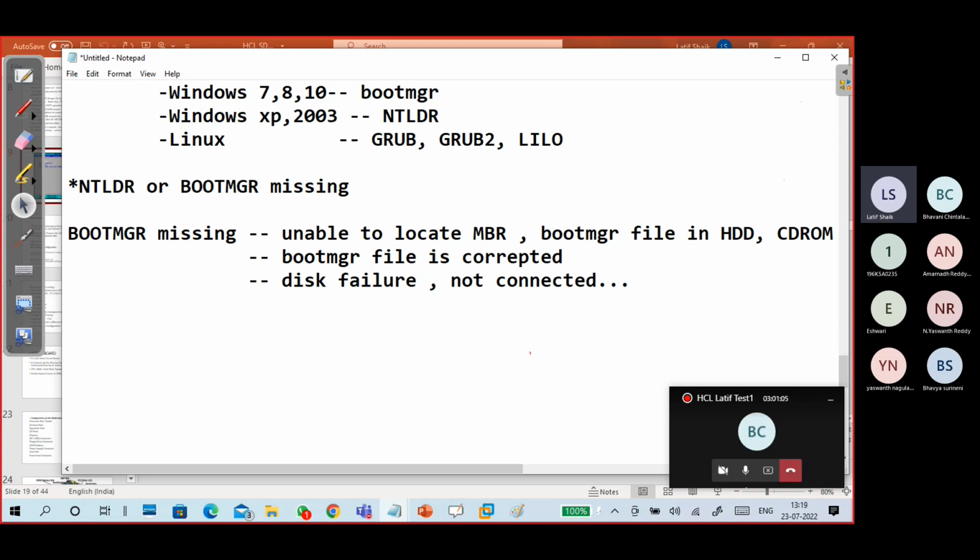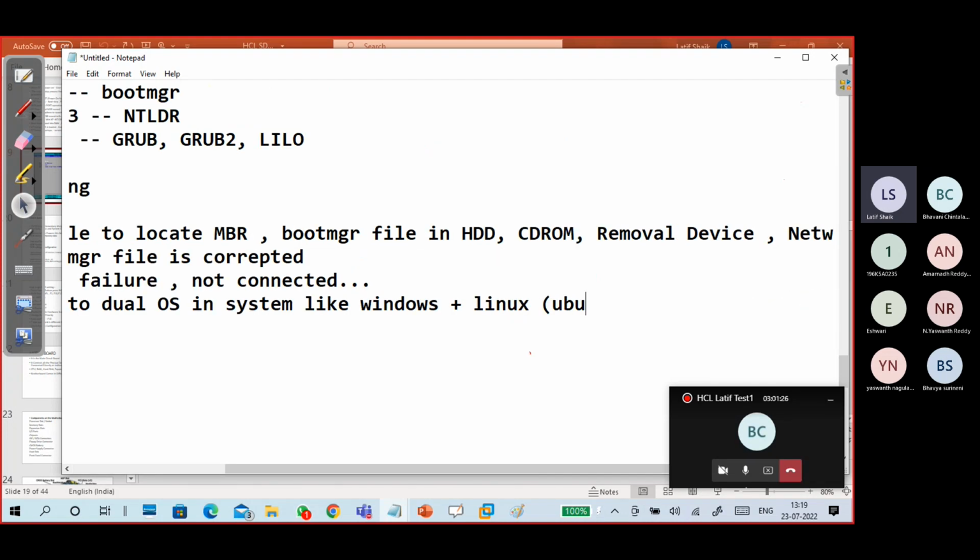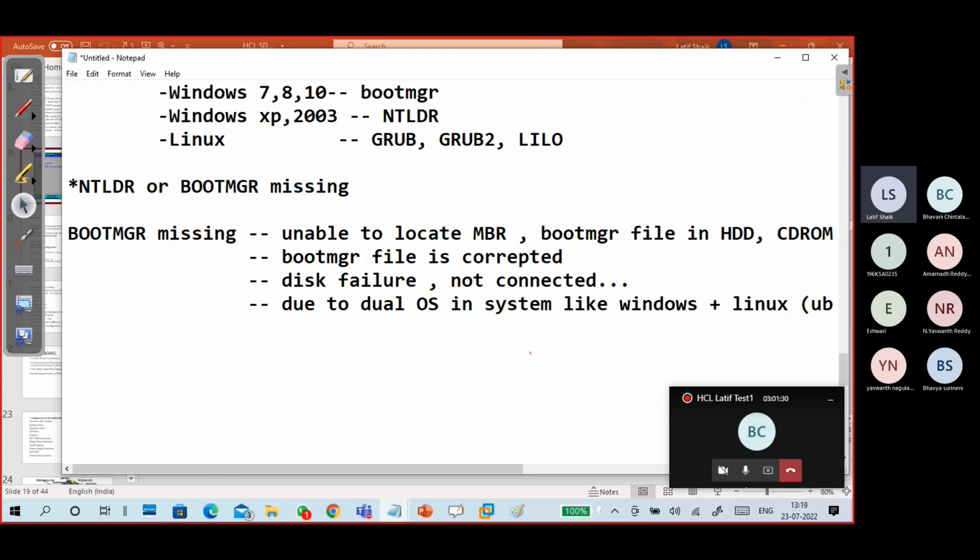In that case also you'll get this kind of stuff. It is possible due to a dual OS system, like Windows plus Linux, mainly Ubuntu, mainly an Ubuntu based operating system.